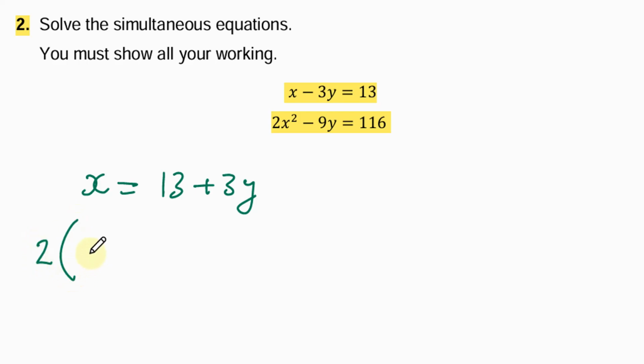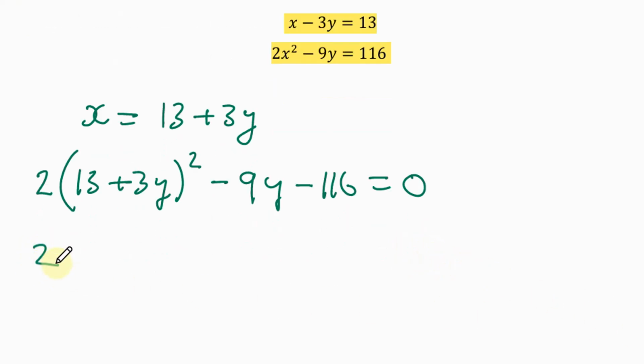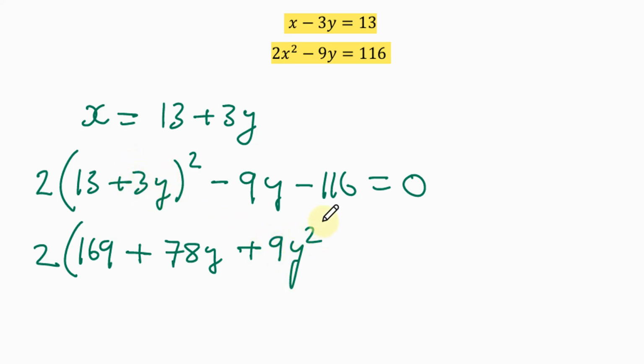So wherever we have an x, we're going to put in 13 plus 3y. So it's twice 13 plus 3y all squared minus 9y. And we're also going to bring the 116 here to the left-hand side. Now we can square out the brackets. So 13 squared is 169. Then we have a plus. 13 times 3y is 39y. Times 2 is 78y. And then plus 3y all squared will give us 9y squared.